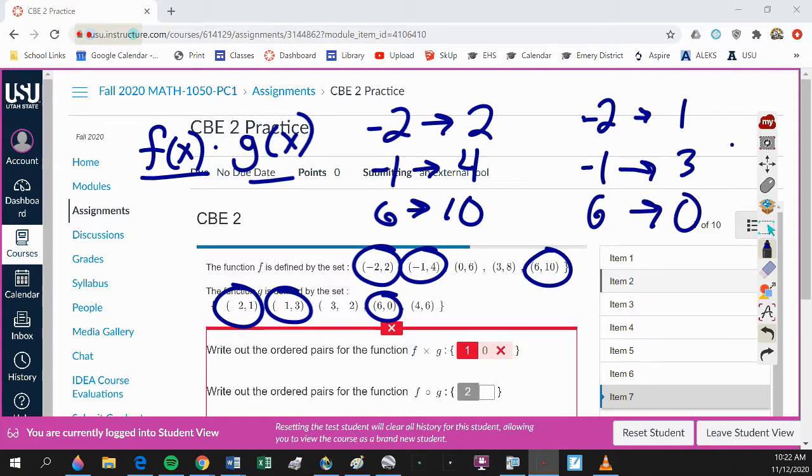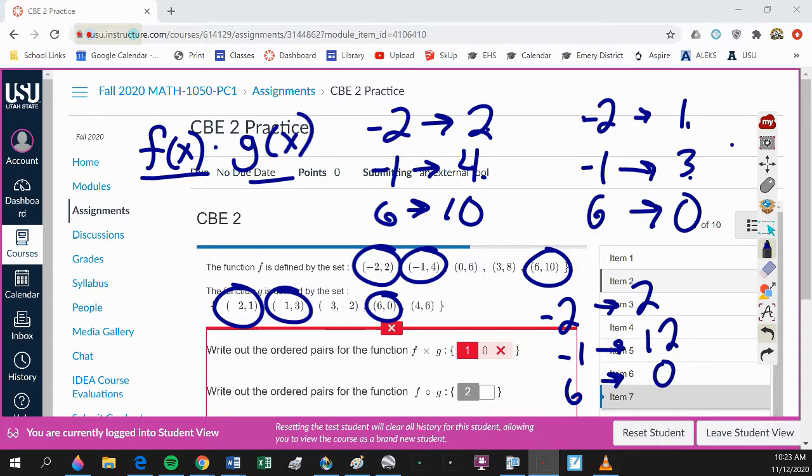So we want to take the answers of the f's and multiply them by the answers of the g's when the x's line up. 2 times 1 is 2, 4 times 3 is 12, and 10 times 0 is 0. So the new function would be -2 goes to 2, -1 goes to 12, and 6 goes to 0. Now, that's really easy. Now, why they're doing that, I have no idea.